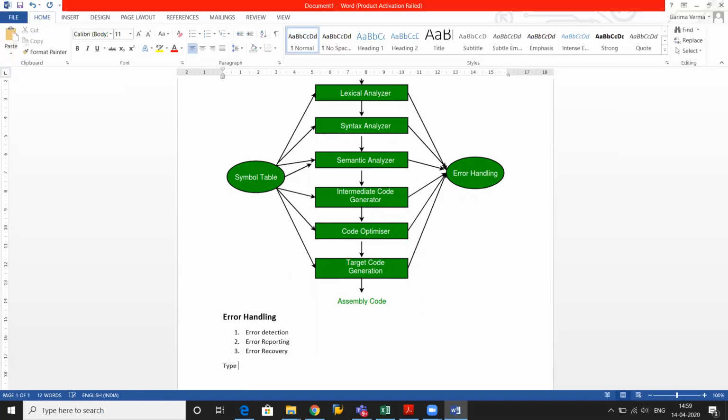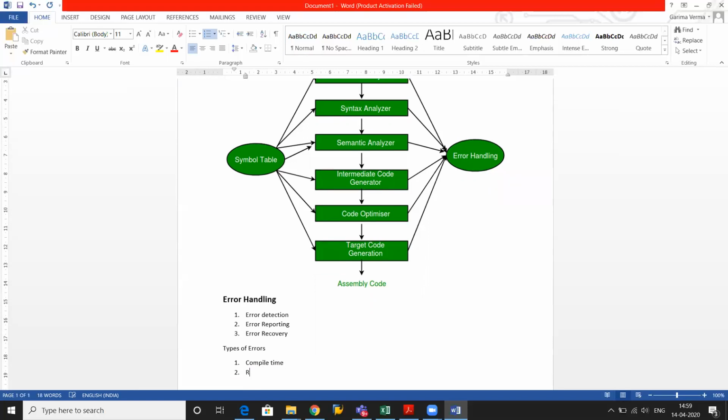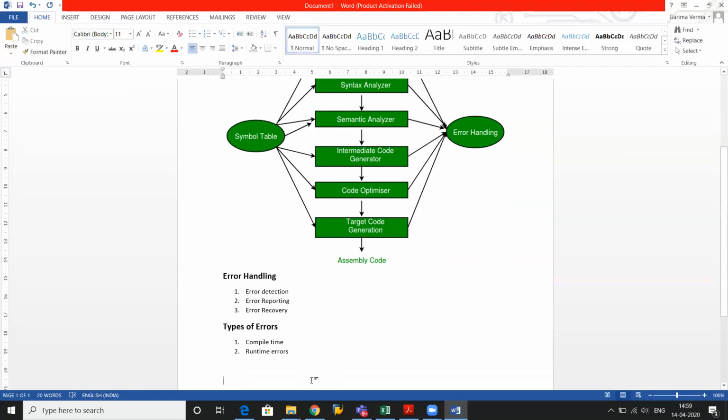So first of all, we'll see what types of errors we have. There are two types of errors in the compiler design, that is compile time errors and runtime errors. So what are compile time errors? When you are getting any error before the execution of the program. That means while compilation, if you're getting any error, then this type of error is called a compile time error. But when you are getting an error while the execution of the program or after the execution of the program, then this type of error is called a runtime error.